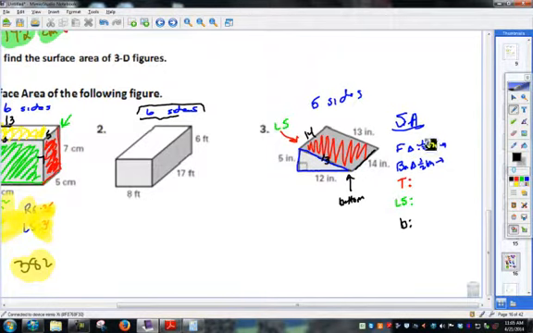So again, you got to use this formula. It's going to be 1/2 times 5 times 12. That's the base and the height of the triangle. So that's going to be 30 inches squared. And then the back triangle obviously is going to be 30 inches squared also.